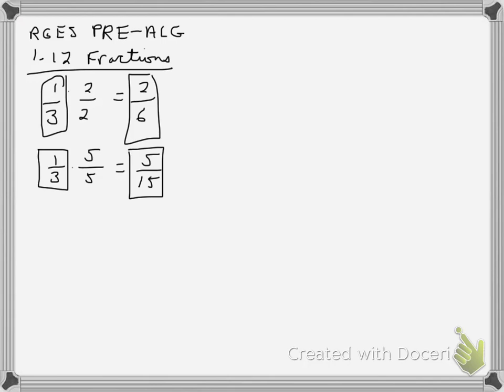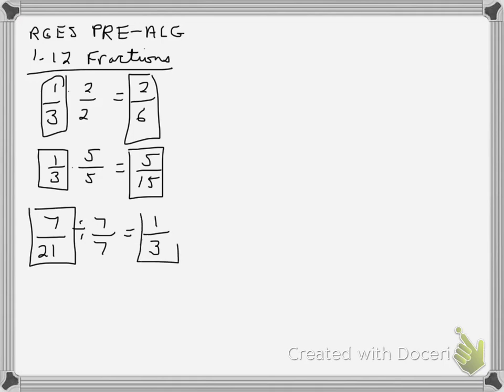Notice I could also do it in reverse. I could say 7/21, and I would want to divide both by 7. 7 divided by 7 equals 1, and 21 divided by 7 equals 3. And so what I'm telling you is that 7/21 is an equivalent fraction to 1/3.